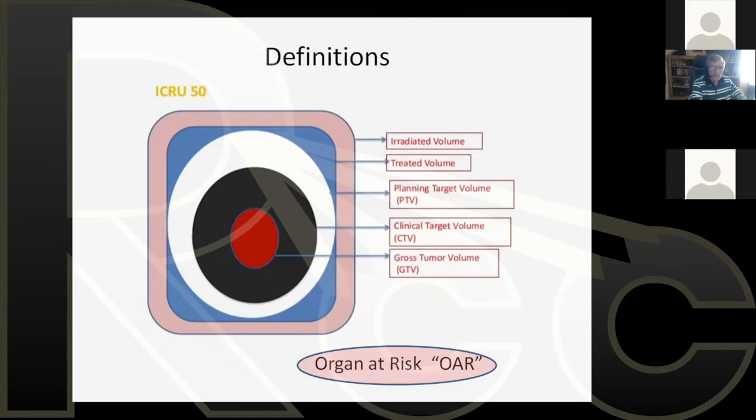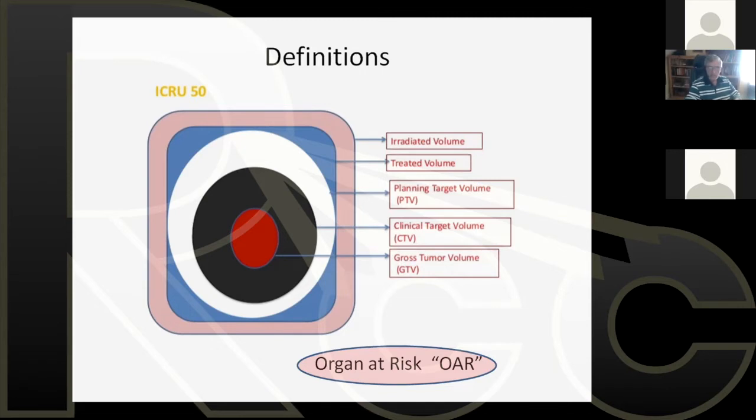The International Commission on Radiation Units, the ICRU, years ago came out with their report number 50, and this was about the time that IMRT, intensity modulated radiotherapy, started to be used in cancer center treatments. They wanted to come up with a series of standard definitions, which I will review here. These are critical definitions, and all clinicians speak this language, so it's important to learn these definitions.